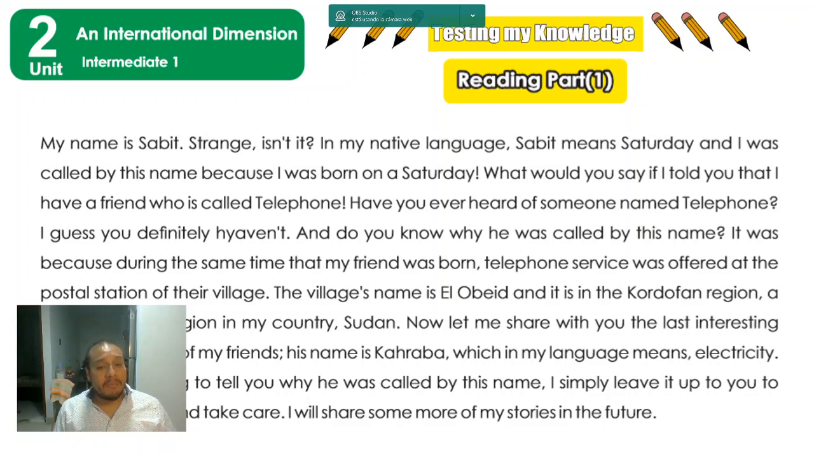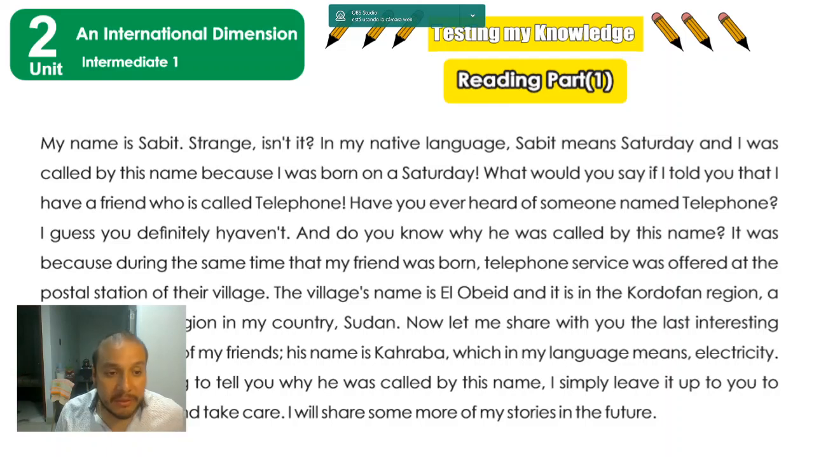It was because during the same time that my friend was born, telephone service was offered at the postal station of their village. The village name is El Obeid, and it is in the Kordofan region, a very important region in my country, Sudan. Now let me share with you the last interesting name of another of my friends. His name is Karaba, which in my language means electricity. Now, I am not going to tell you why he was called by this name. I simply leave it up to you to figure it out. Bye and take care. I will share some more of my stories in the future.